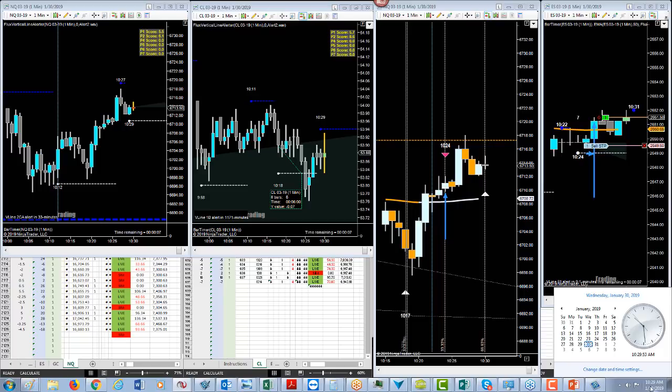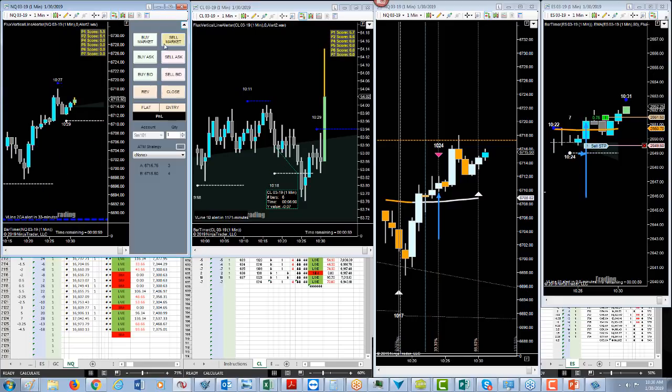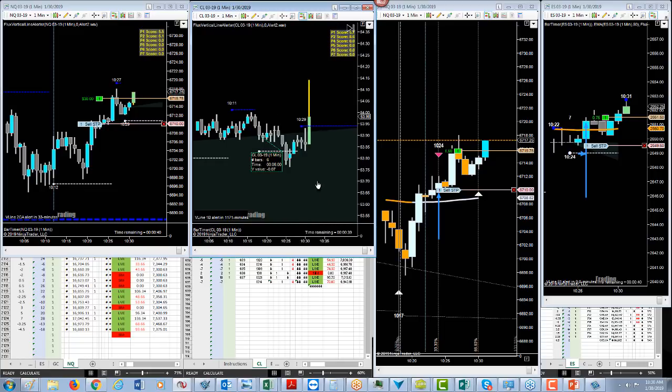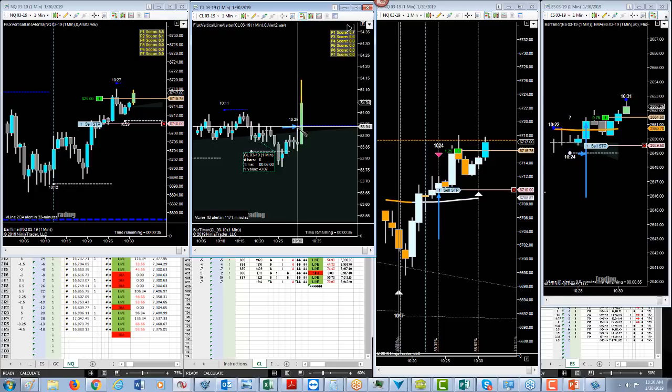CL is here in 5 seconds. Yes, we're going to exit in 45 seconds. CL, if you were looking for long entries, you would have taken a breakout above the blue line right here with a stop below that candle.